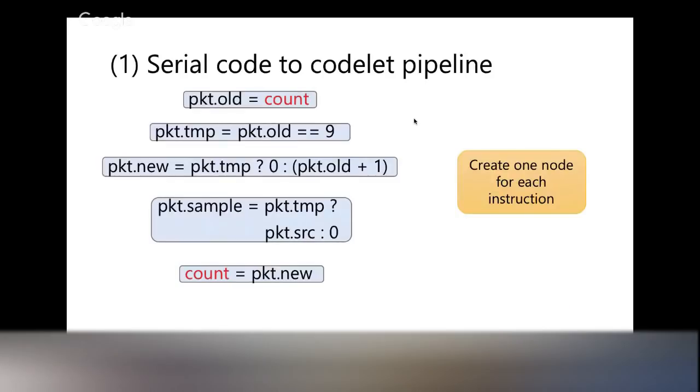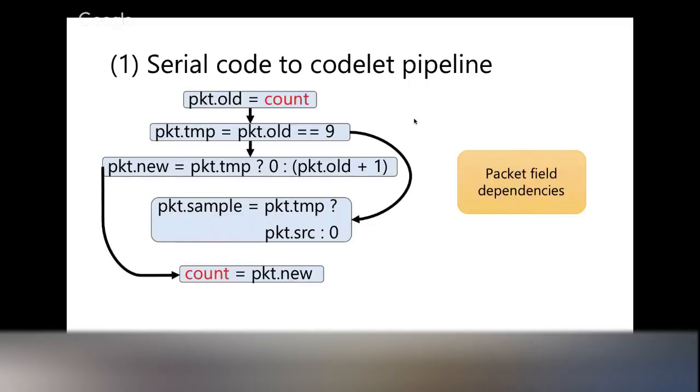Okay, so let's go over the compiler in a little detail. So the first step is to go from this serial view of the code that the programmer supplies to this pipelined codelet representation that is closer to the hardware. So this is the same packet sampling code, except it's being pre-processed in a few ways to make it more amenable to compiler analysis. So we start with one node for each instruction in the transaction.